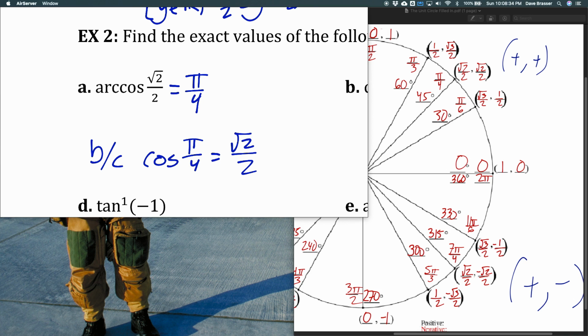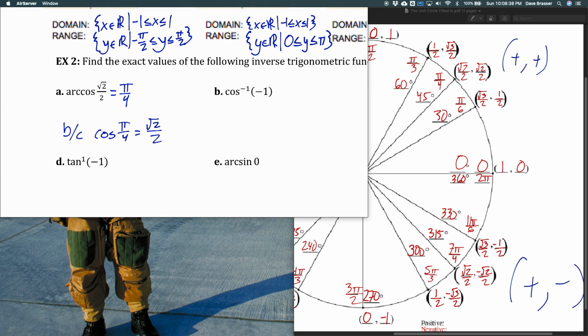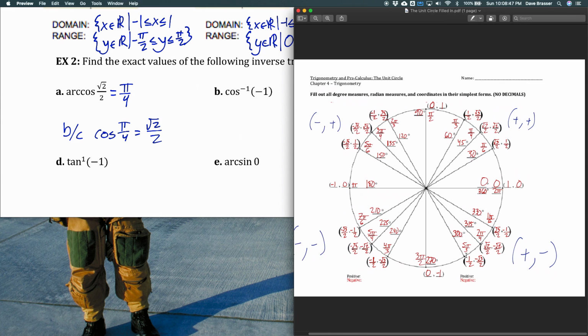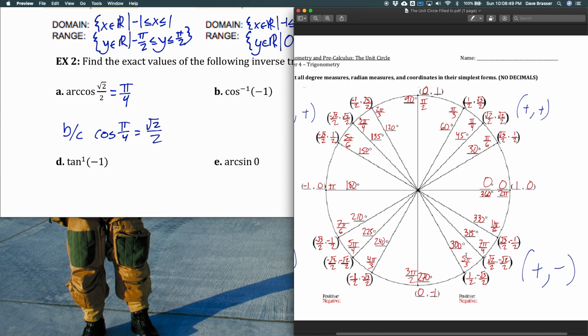So again, it's kind of like logarithms. We're really looking for the inverse. So similarly, inverse cosine of -1. We're looking for where the x value, the cosine on the unit circle, is equal to -1. Well, let me zoom back out on this one. So the cosine is equal to -1 at pi.